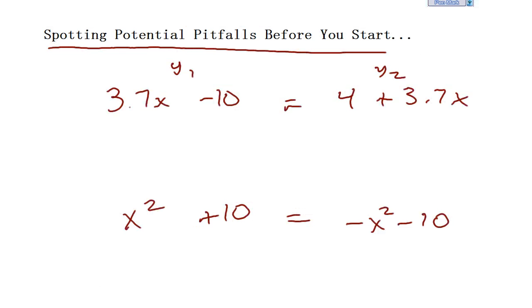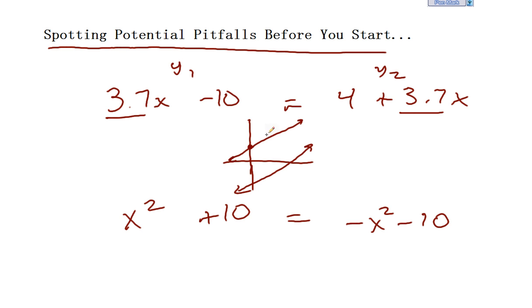So we have two linear functions, and the first thing that we notice is that they both have constant rates of change. If you look at the rates of change, this one starts at negative 10, increases by 3.7 for each 1 unit increase in x. This one starts at 4 and has an increase of 3.7 for every 1 unit of x. So if you graph these, one would begin down here and go up at this rate, but then this one would start here and go up at the exact same rate.